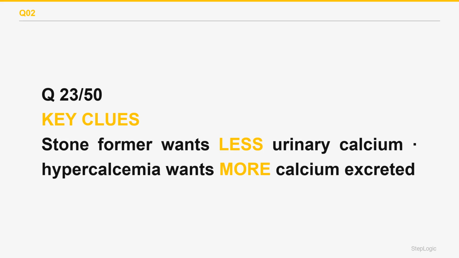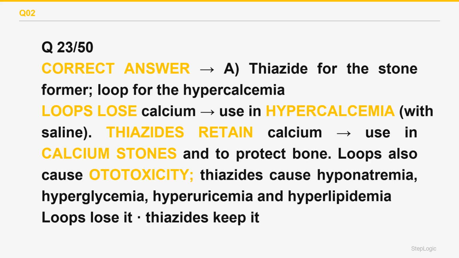Loop diuretics inhibit the sodium-potassium-2-chloride cotransporter, abolishing the lumen-positive potential that drives paracellular calcium reabsorption in the thick ascending limb. So calcium is lost in the urine. That is exactly what is wanted in hypercalcemia, given alongside saline hydration. Thiazides enhance calcium reabsorption in the distal convoluted tubule, so calcium is retained and urinary calcium falls, which is precisely what a calcium stone former needs, while also treating the hypertension. Reversing the pair, as choice B does, would worsen both patients. The correct answer is A.